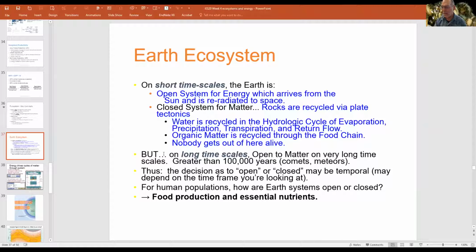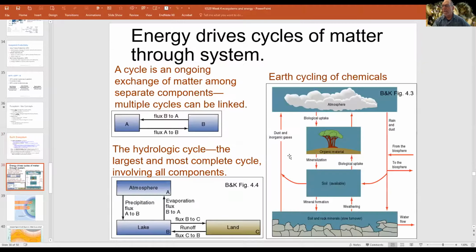Well, for human populations, are Earth systems open or closed, do you think? We have food production and essential nutrients have to happen. So we have to support our human population, and this requires nutrients. And we're going to be talking a lot about essential nutrients and nutrient cycling when we get to the next chapter in the book, so I'm going to hold off on that discussion. But I'll just point out that there are cycles of matter moving through the system.